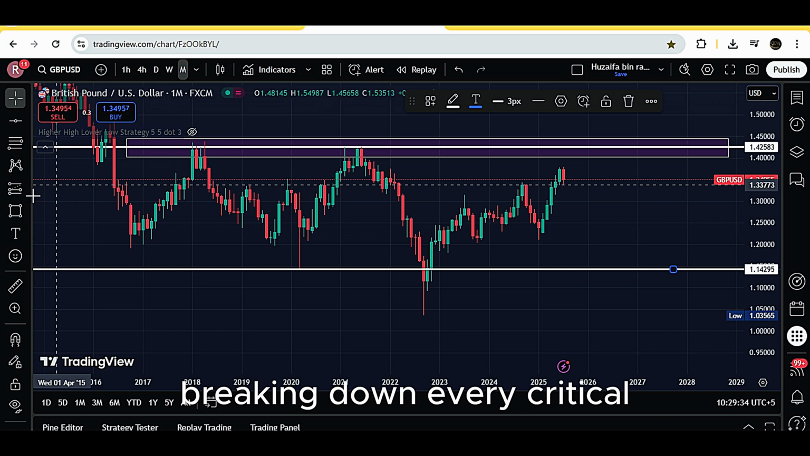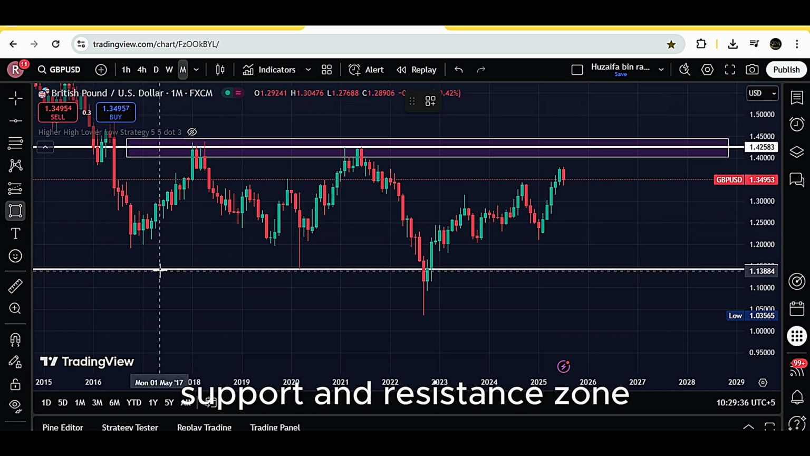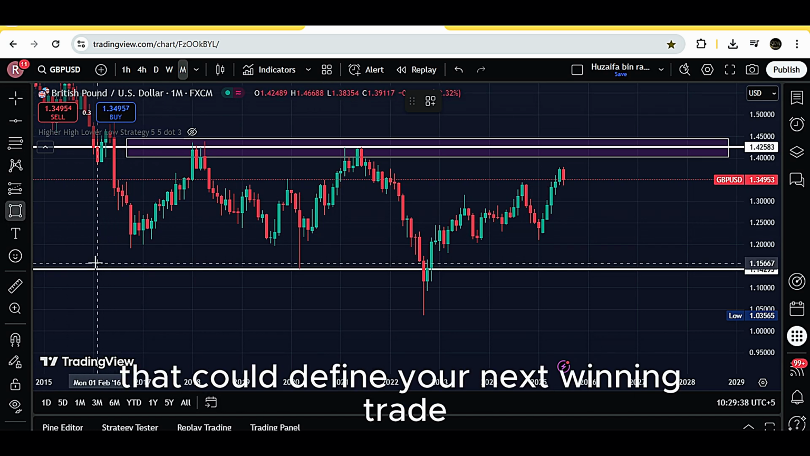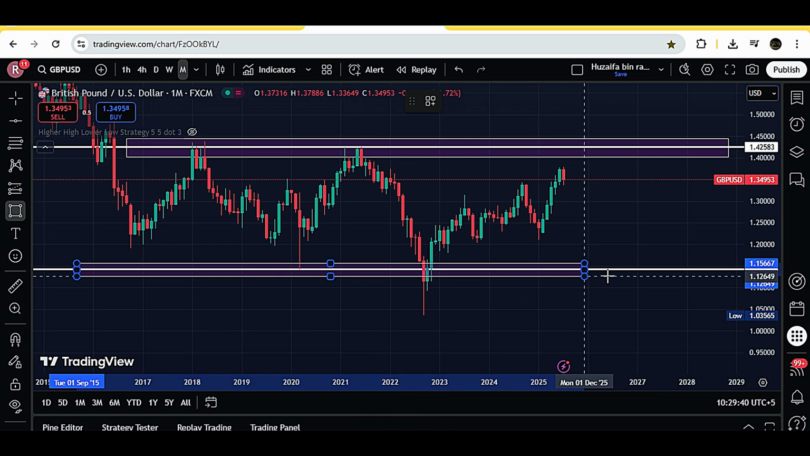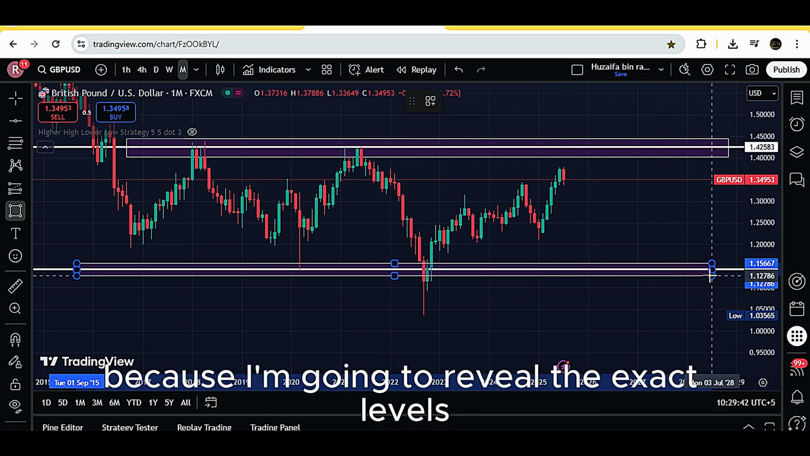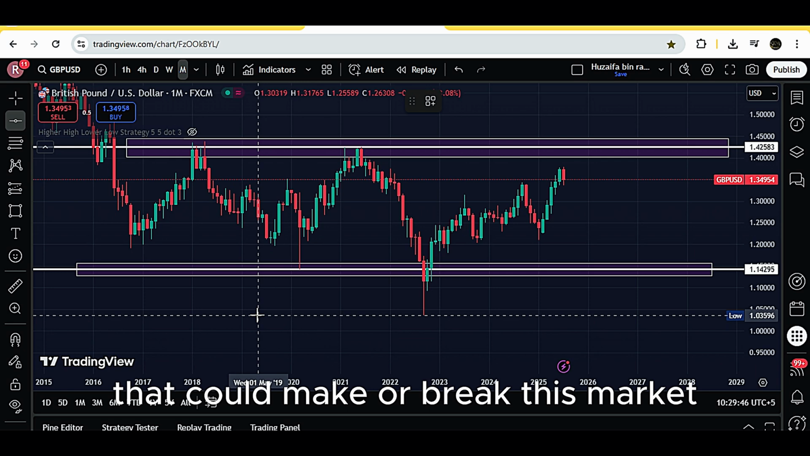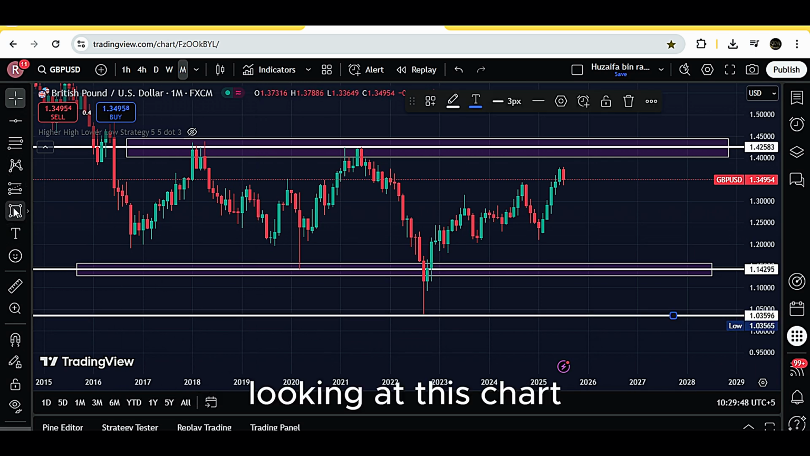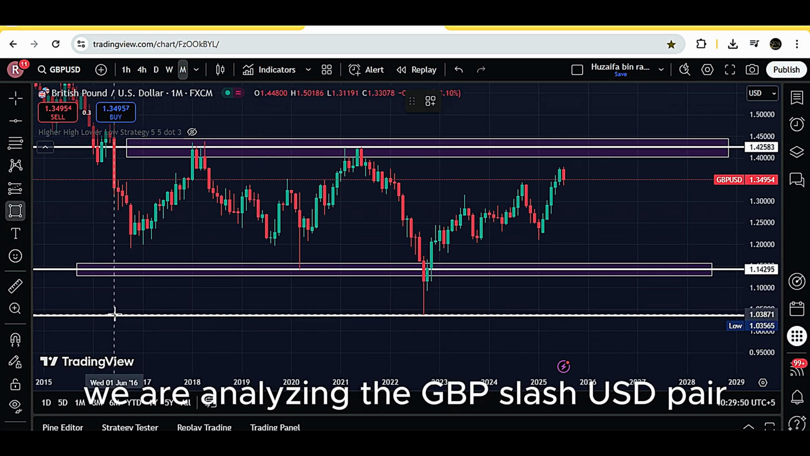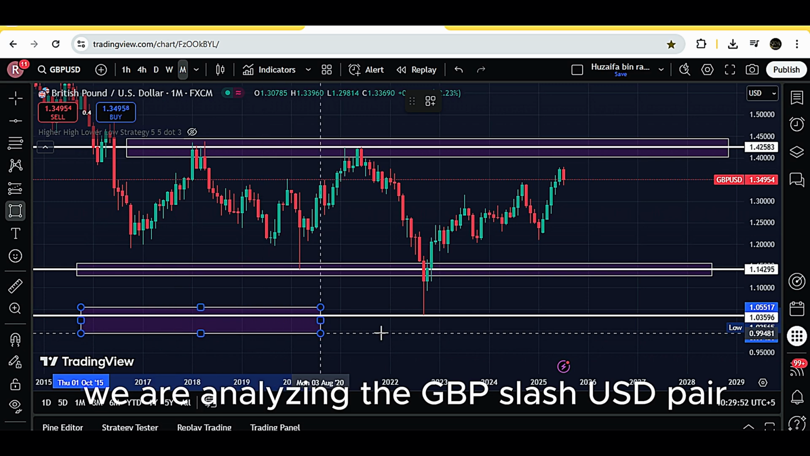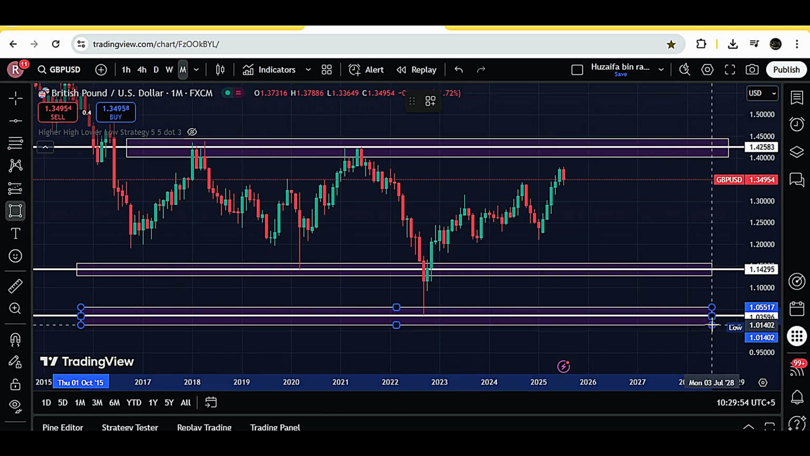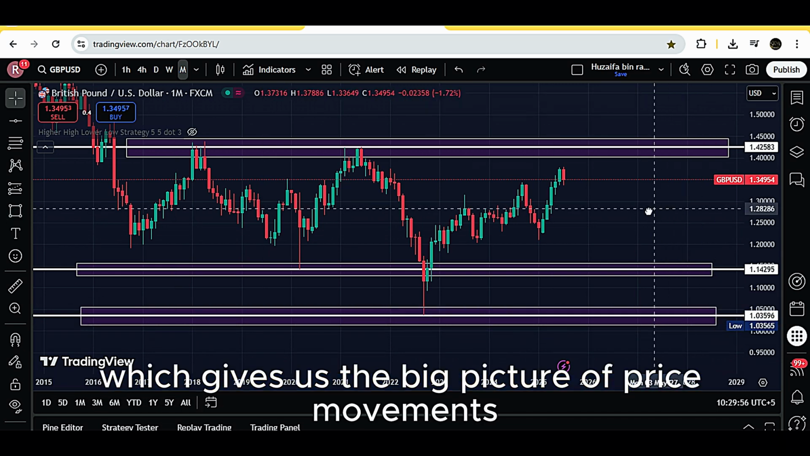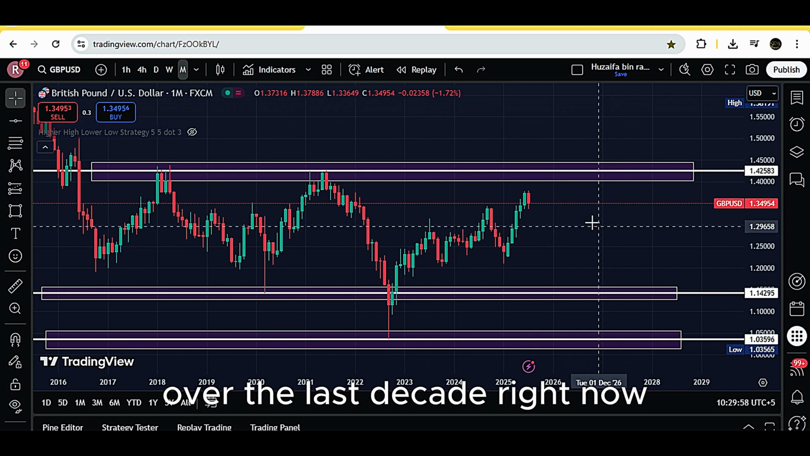GBP/USD, breaking down every critical support and resistance zone that could define your next winning trade. Stay with me till the end, because I'm going to reveal the exact levels that could make or break this market. Looking at this chart, we are analysing the GBP/USD pair on a monthly time frame, which gives us the big picture of price movements over the last decade.